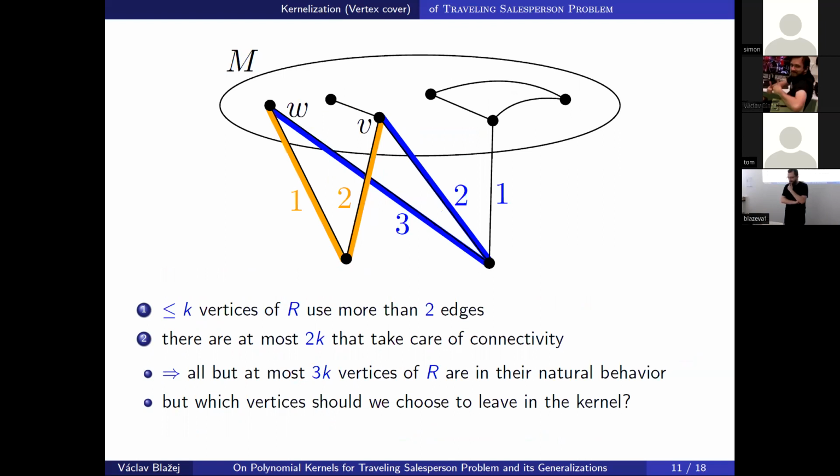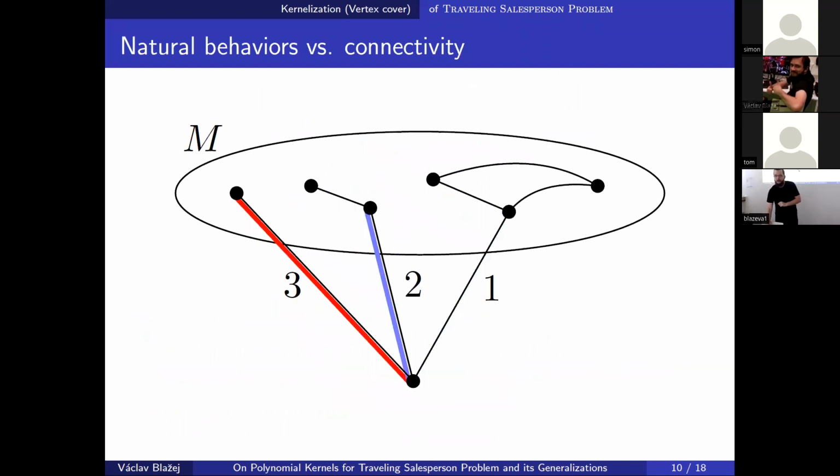That's terribly written. The R should be vertices in this part. Yes. Of R use more than two edges. Okay. In the case we saw previously, in this case, this vertex, if we really had this instance and this is the decomposition into vertex cover, then this vertex will be traversed more than once. We will need to go here and back and here and back, right?